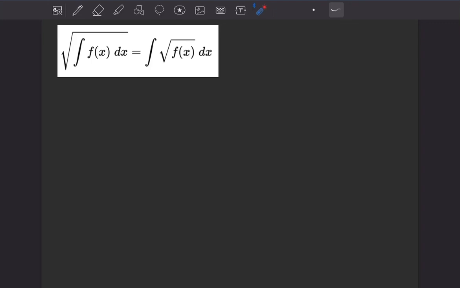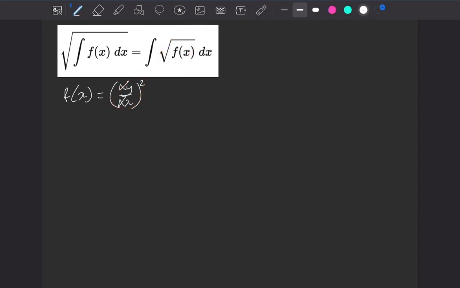Very tasty integrals today. We've got the square root of the integral is equal to the integral of the square root of some function on both sides. So what we'll do, we'll start off by saying that our f of x is equal to some derivative squared. We do squared so that the square root on the right will cancel out. Let's stick this thing in.